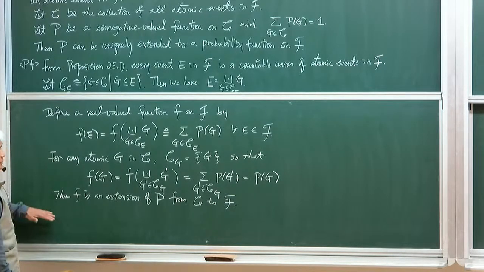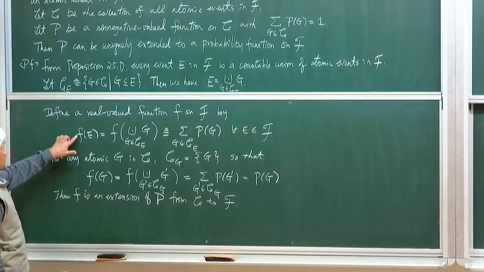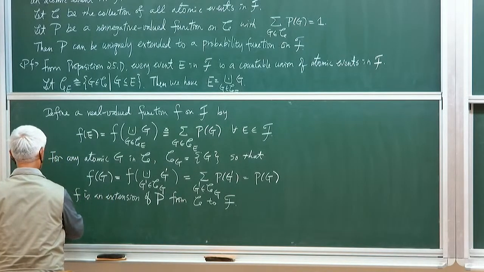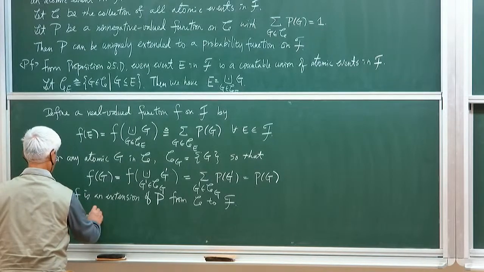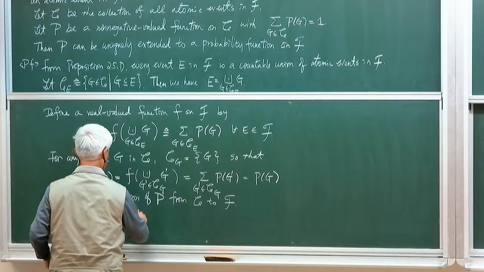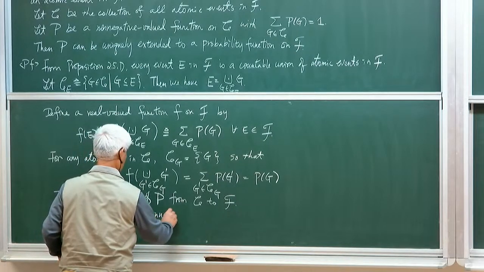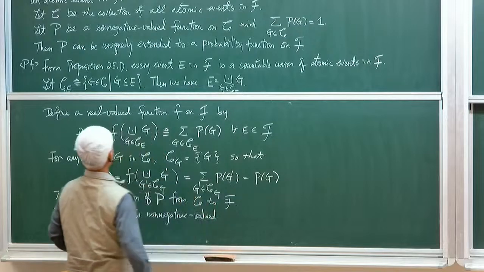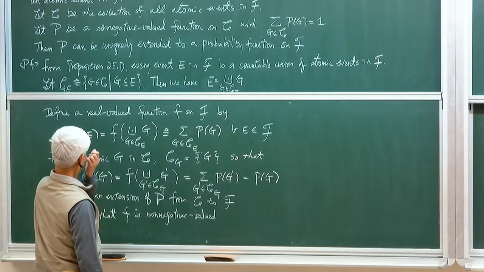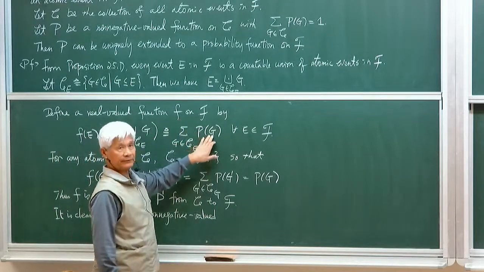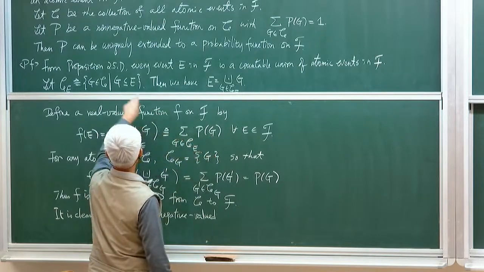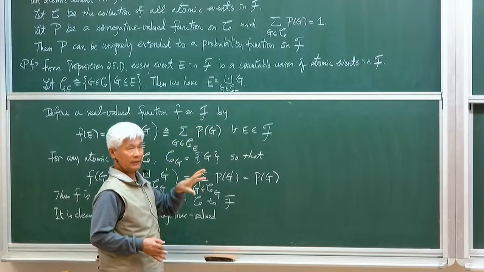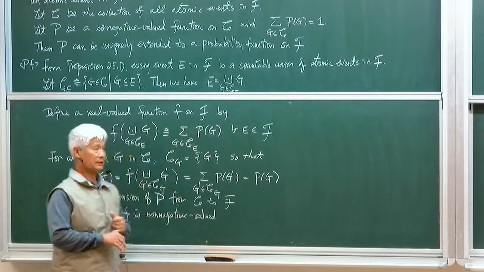All right, and so now we will show that the function f is a probability function. First of all, it is clear that f is non-negative valued, because the P function is non-negative valued, so every P of G is non-negative, and if you take the sum, it is still non-negative.